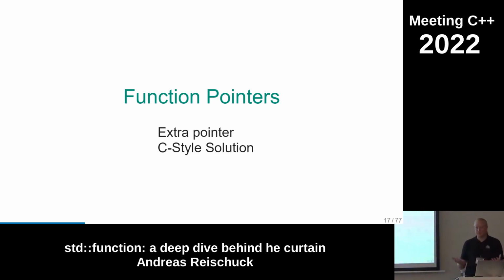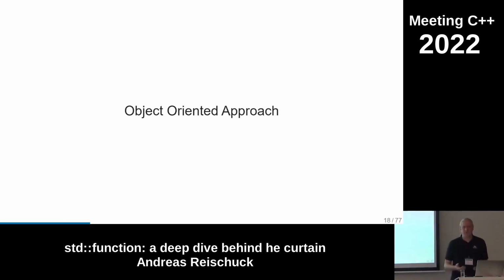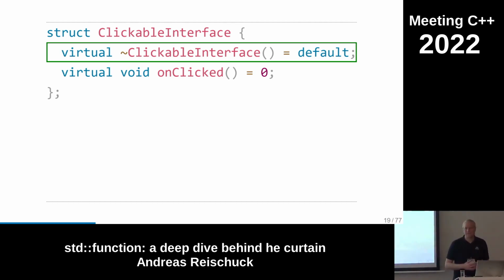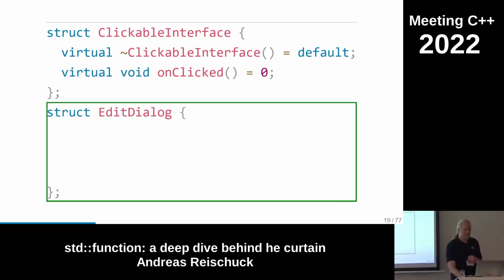First thing that comes to mind, let's use an object-oriented approach. What I mean, we can create a simple interface and say, okay, you have to implement this interface, and the button is just keeping a pointer to this interface, and then we can call the virtual function. First gotcha here is, in C++, we always have to do a virtual destructor in the interface. Otherwise, it's simply too easy to create undefined behavior in interesting ways.